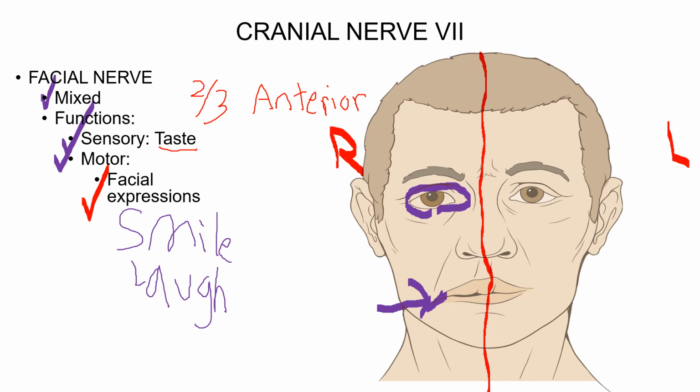And if you want to be really particular, you do it on one side of the tongue and then the other side of the tongue. From a motor standpoint, just have them do facial expressions. Help them frown, help them poke out their lips, help them close their eyes tightly, help them smile, laugh. Just make sure that their face moves somewhat symmetrically.